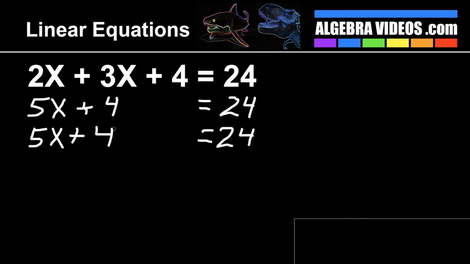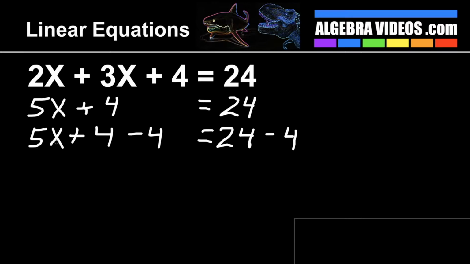And now I'm going to get rid of this 4 by subtracting 4 from both sides. And that's something you can do anytime you want. You can always add something, subtract something, multiply something, divide something. You can do anything you want to both sides of the equation as long as you do the same thing to both sides of the equation.